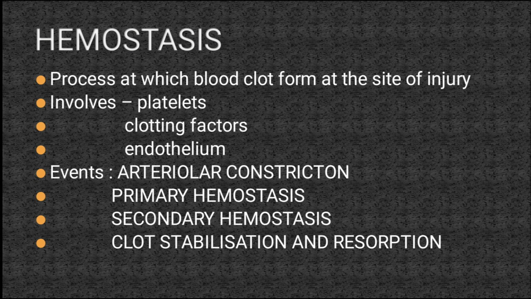Next is secondary hemostasis. In secondary hemostasis, there is deposition of fibrin. When the tissue factor binds with factor 7, thrombin is generated. Then the thrombin cleaves the fibrinogen and forms fibrin. The fibrin altogether gets polymerized and forms a meshwork, which is secondary hemostasis.